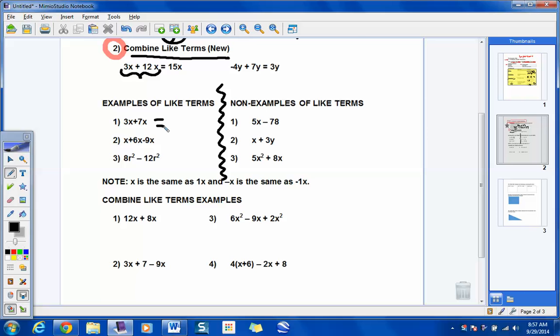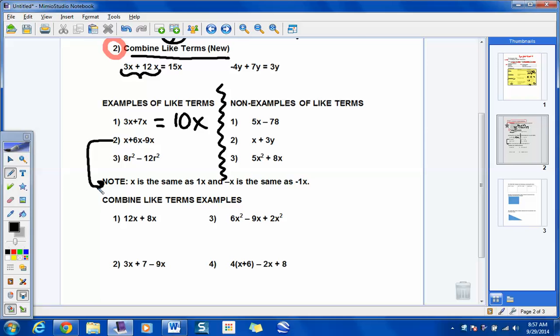So just real quickly here, gang, help me out. 3x plus 7x on the left. What would that equal to combine them? What would it be there? 10x. Okay. Hey, I want to note something. Number 2, check this note out down here. Okay. It says note, x is the same as what, gang? 1x. And negative x is the same as negative 1x.